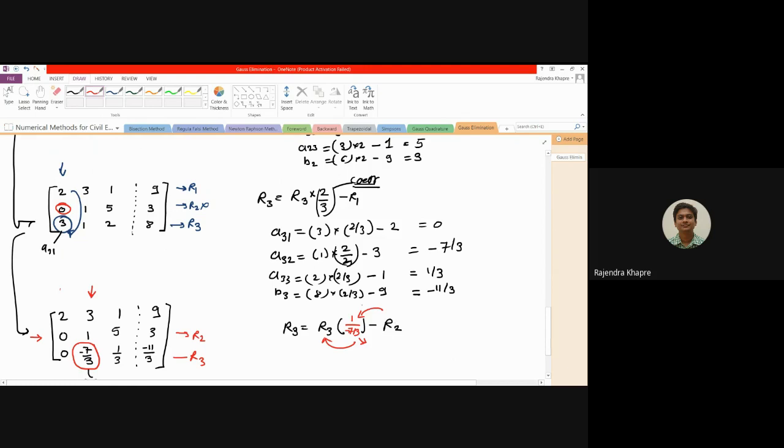As a result of this, you are going to get an expression which is like this. So your R3 will become R3 into, this is 1 upon minus 7 by 3, so this will become minus 3 upon 7, minus R2. I hope this, sir, is clear to everybody. Yes, sir, can we do it more simply, sir, if we do R3 plus 7 by 3 R2. Sorry.